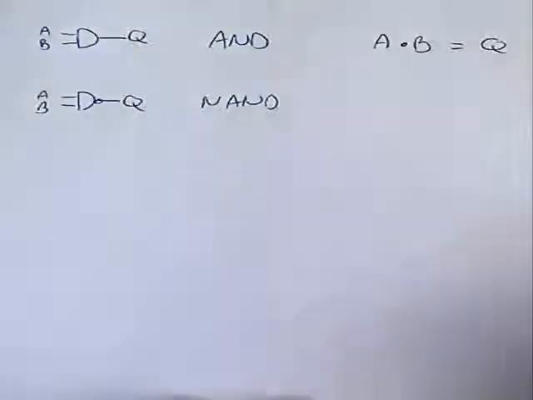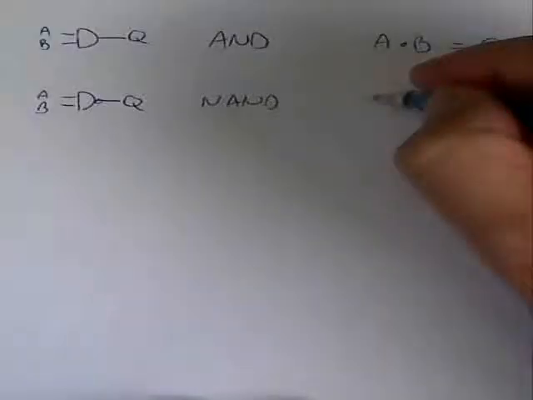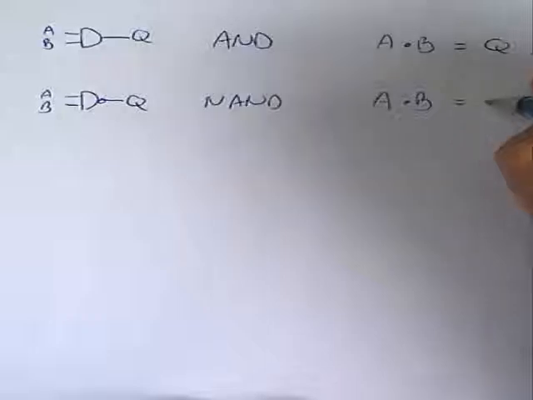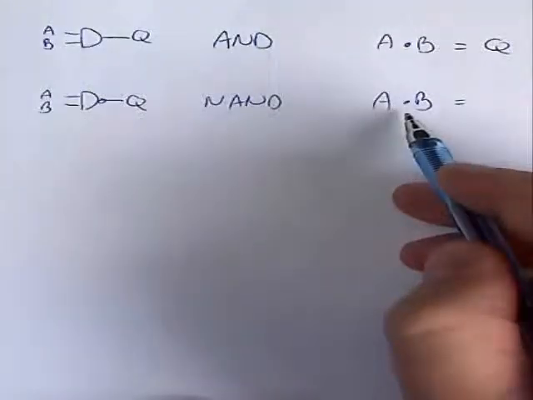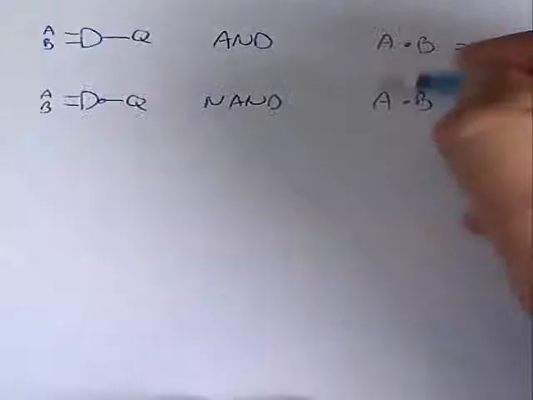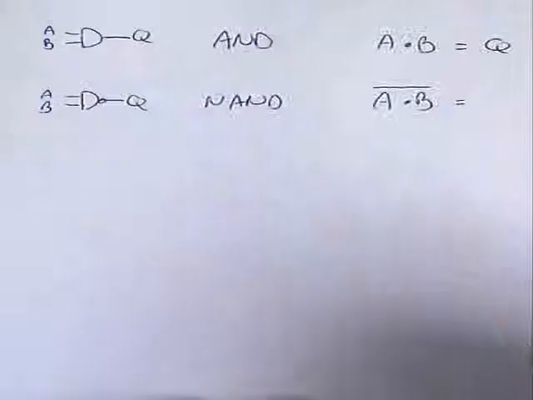And the Boolean expression for that is very similar. It's A and B equals, but to make it inverted, we want to NOT the output of this, so we put a bar across the top. The bar indicates that it's inverted.